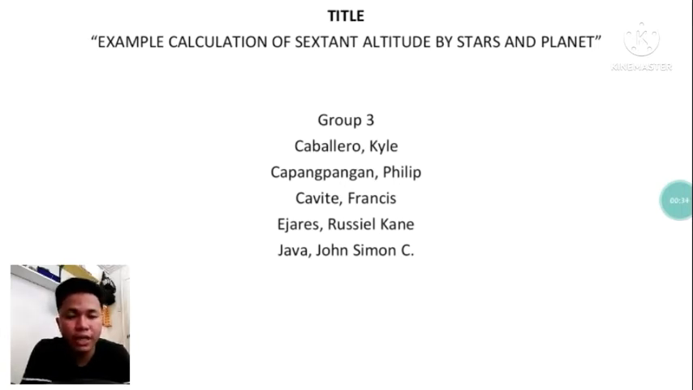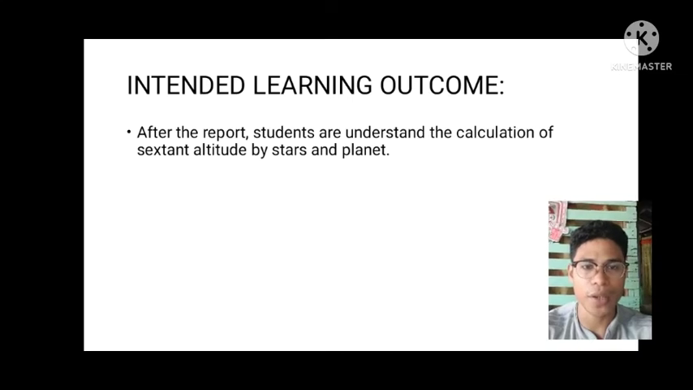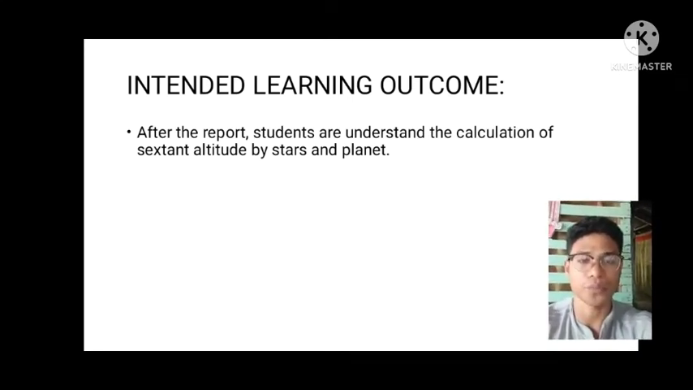For our learning outcome, let's welcome Cadet Cavite Francis. After the report, students will understand the calculation of sextant altitude by stars and planet.